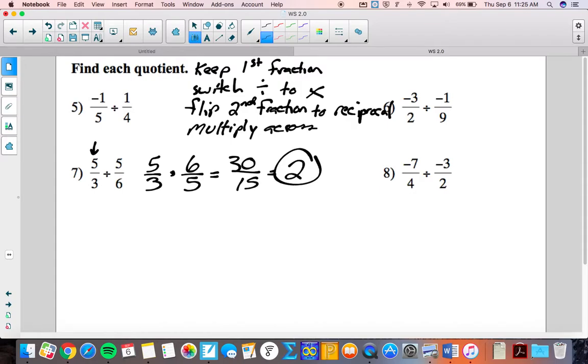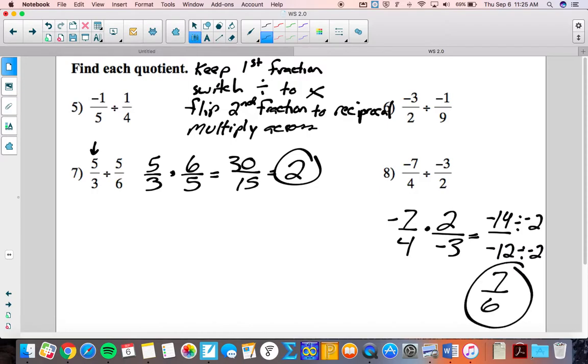Let's try number 8. So we get negative 7/4. Keep that first fraction, switch the division to multiplication, and now make the reciprocal of the second fraction. So the 2 goes on top, and the negative 3 goes to the bottom. So we get negative 14 over negative 12. From here, we can try to simplify this. We can divide the top and the bottom by negative 2. If both the top and the bottom, the numerator and the denominator, are negative, you divide by a negative so you'll get a positive fraction. Because remember, a negative divided by a negative is a positive. So the best answer is 7/6.